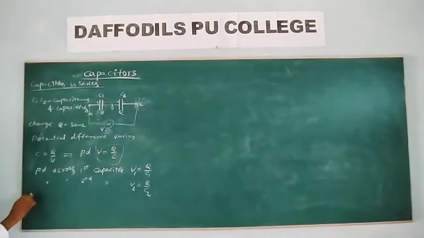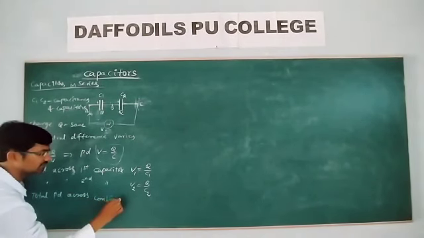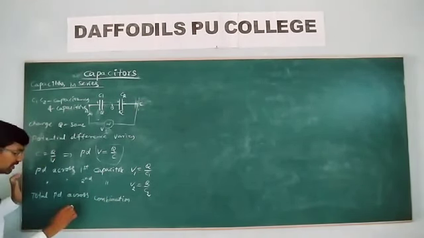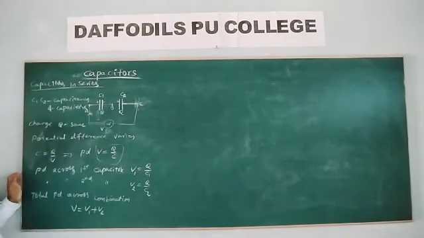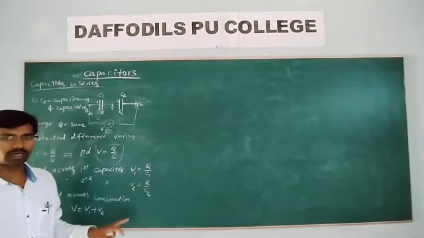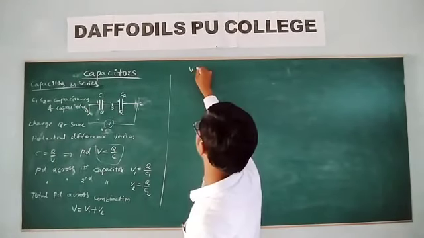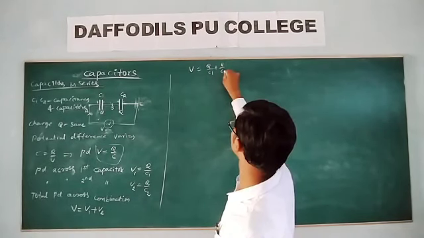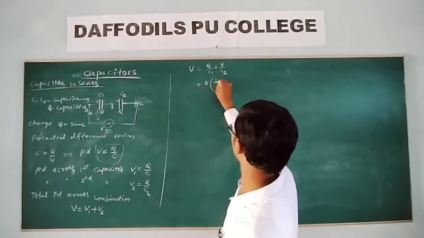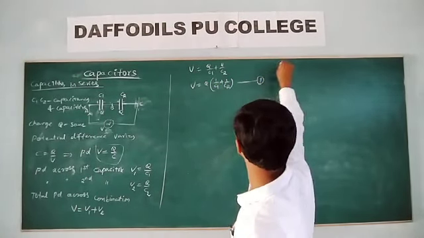Then the total potential difference across the combination of C1 and C2: V is equal to V1 plus V2. But V1 is Q by C1 and V2 is Q by C2. Therefore V is equal to Q by C1 plus Q by C2, that is equal to Q times 1 by C1 plus 1 by C2. Let me call this the first equation.